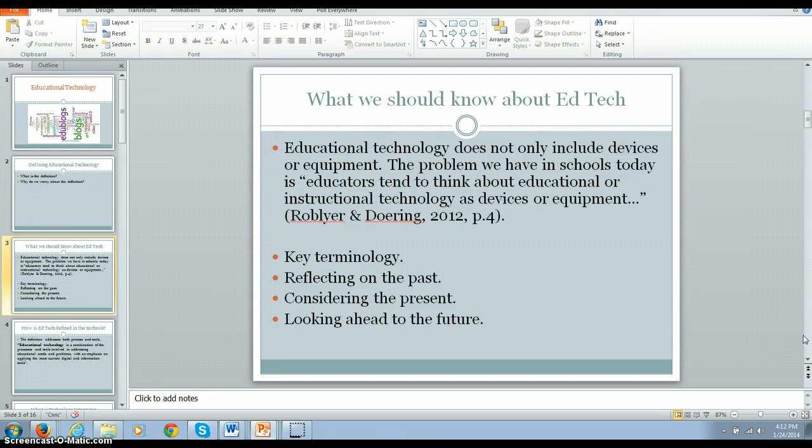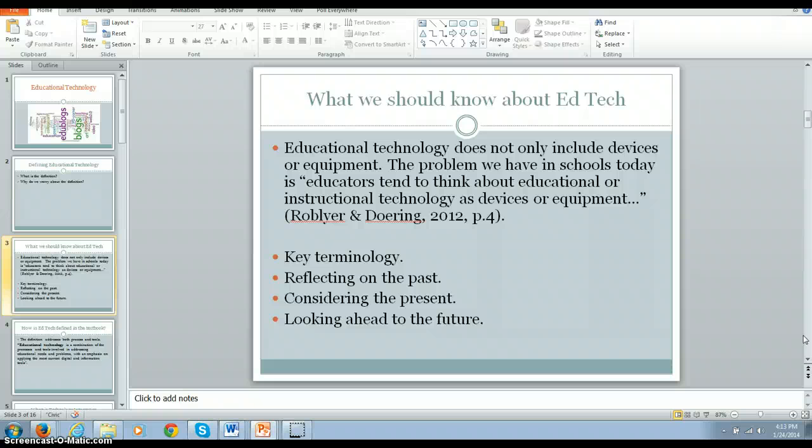This is how our textbook has addressed this issue of defining technology. They've probably done research, because these are the leading authors in educational technology right now. They've said that educators tend to think about educational or instructional technology as devices or equipment. I don't know if you all saw this statement as you were reading the textbook, but to me it was a very important statement because it shows that there's so much confusion out there as to what educational technology is. So it's not only about the equipment, the tools.